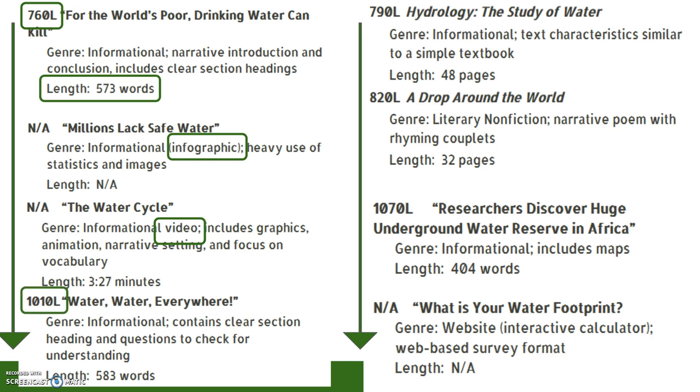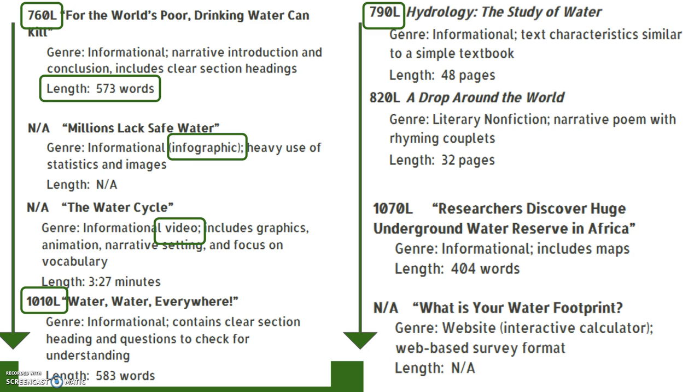But then, oh my, look what happens here. We're moving from a 760 Lexile to a 1010. And we can do that because we built up background knowledge. We now have some schema upon which to hang some of the weighty words that we'll encounter in this complex article. The next text, however, goes back down to a 790 Lexile.